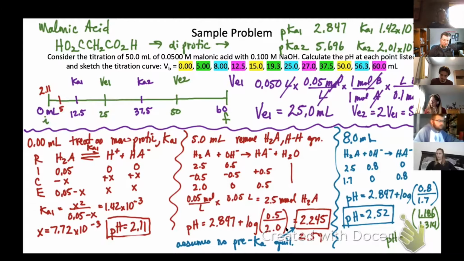Our pH should equal then 2.847 plus the log of 1.5 divided by 1. I get 3.02. Makes sense. Okay. We would set it up the exact same way for 19.3, just with different numeric values in the Rice table.